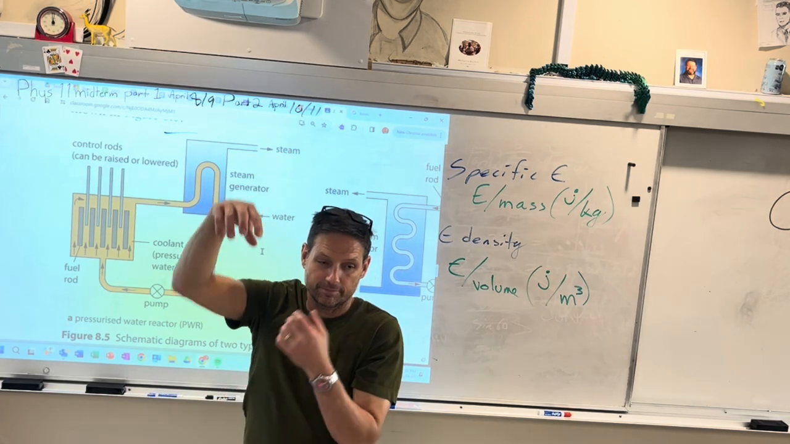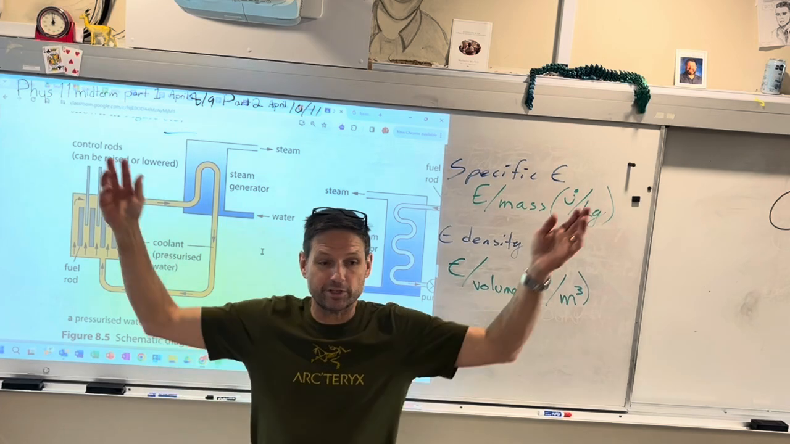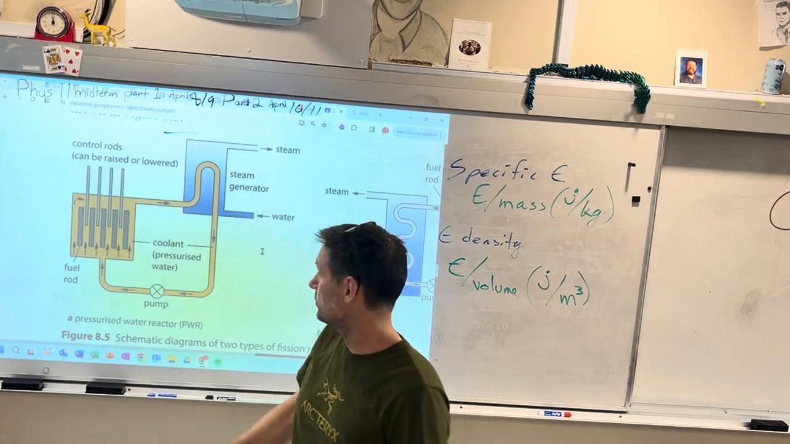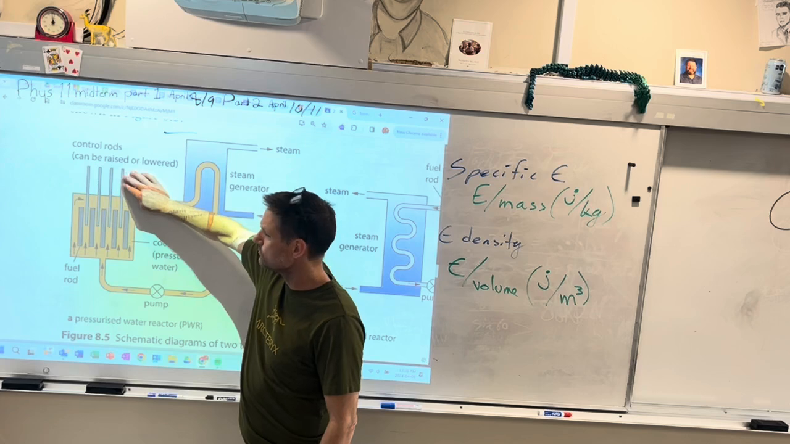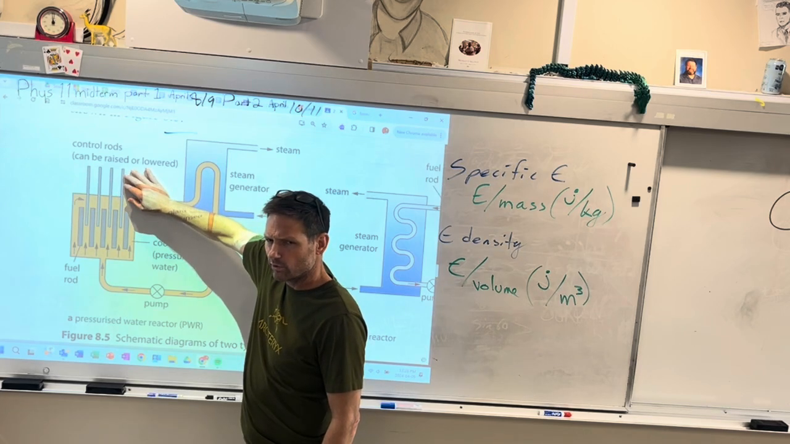What happens to the absorbed neutrons? They get absorbed and they're done. They get absorbed in the rod. I think these rods are boron or something.